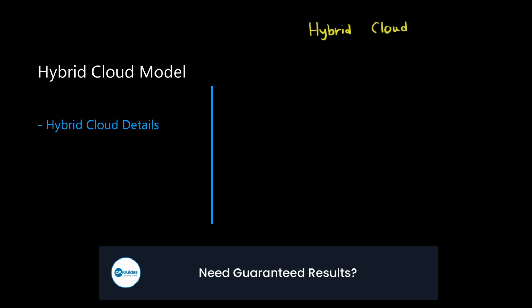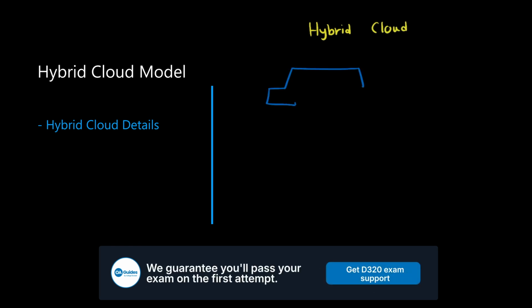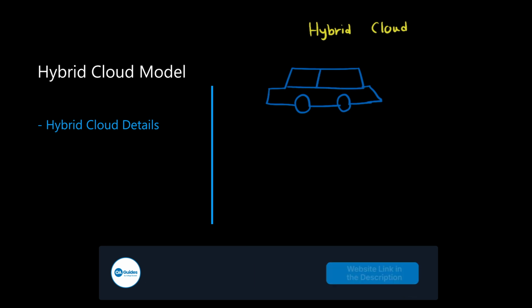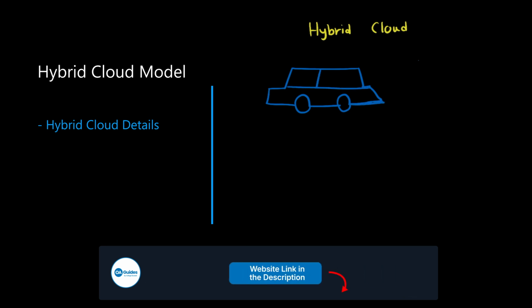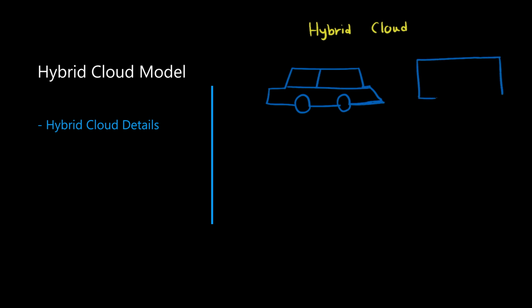Hybrid clouds combine two or more distinct cloud deployment models, typically public and private, that remain unique entities but are bound together by standardized or proprietary technology that enables data and application portability. Think of a hybrid cloud like having both a personal vehicle and a public transit pass. You use each for different purposes based on your specific needs at any given time.